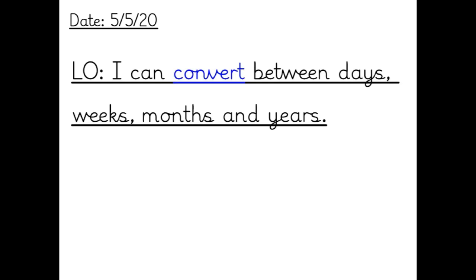Today is the 5th of May, and our learning objective is: I can convert between days, weeks, months and years. So again, our learning verb is convert, so we're looking at changing between days and weeks, and months and years.